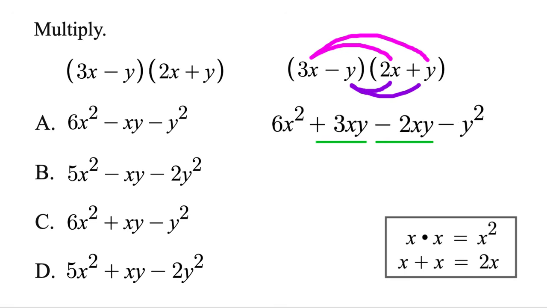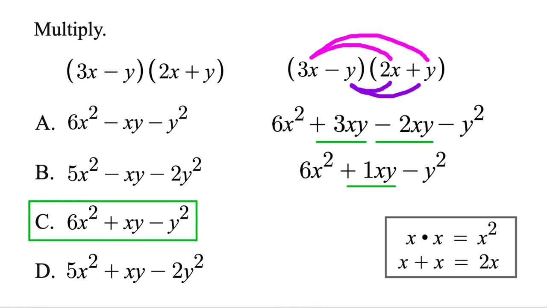Okay, we're ready to combine the two inner terms now. And 3, but minus 2, we just get 1. So 1xy in the middle. When you just have a 1 in front of anything, they'll always just remove it and call it the same thing as just xy in the middle. So therefore, C, same thing as what we got.